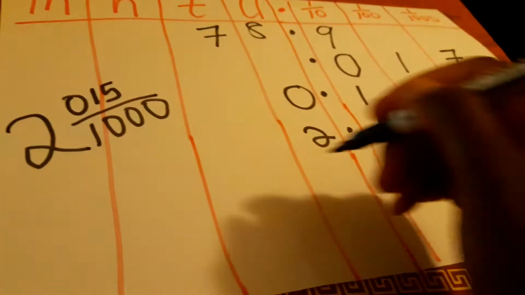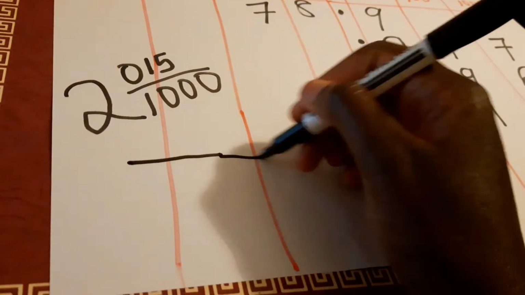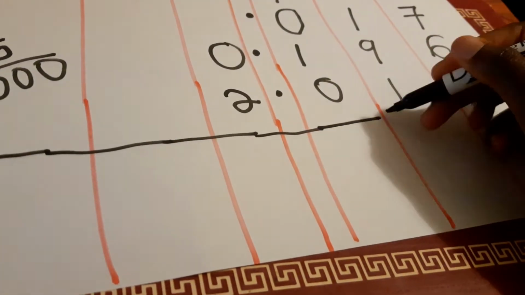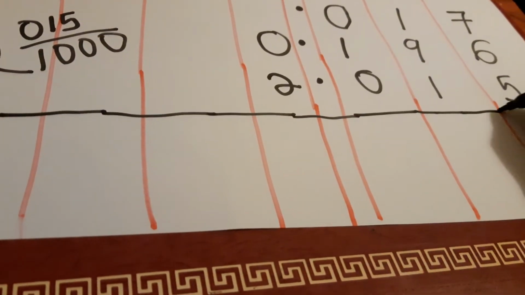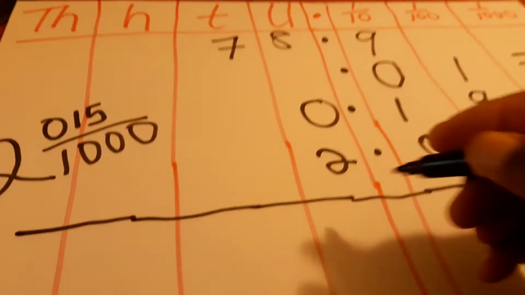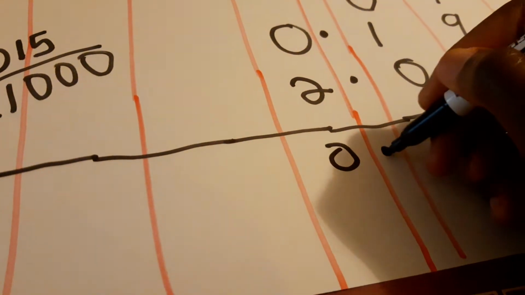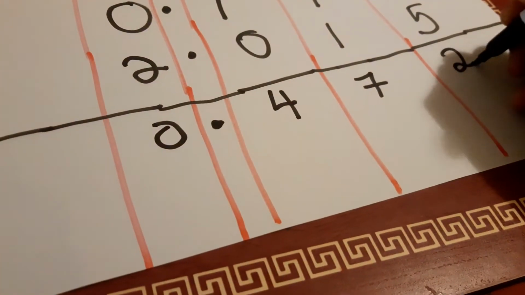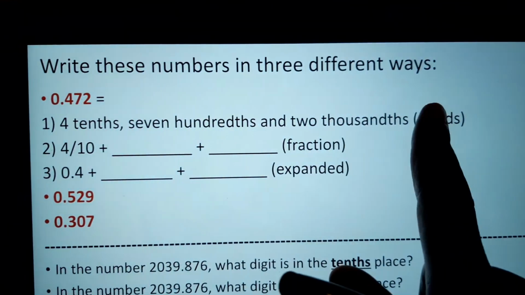0.472. So again, let me just draw a line underneath so I can still use the same place value grid, so I don't have to waste paper. Okay, what does it say? 0.472. So it says to represent this number in 3 different ways.